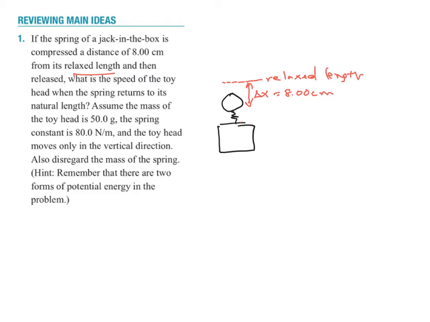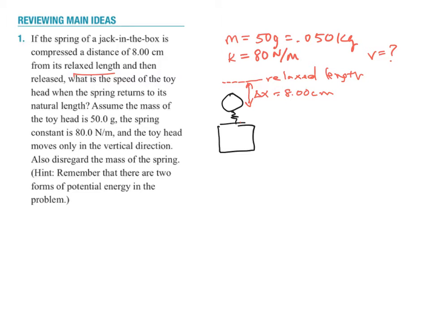Okay, so the head is released, and they tell you the mass of the head is 50 grams. We have to convert that into kilograms, so that's 0.05 kilograms. They give you the K value of the spring for the jack-in-the-box, 80 newtons per meter. And the question asks, what is the speed of the head? So they want to know how fast is it going when it gets back to its relaxed length.